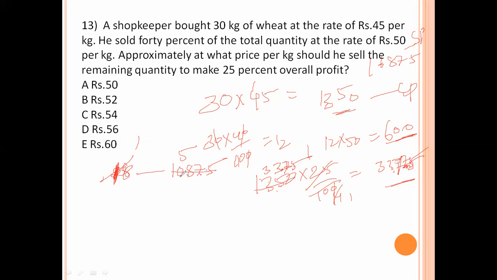18 times 6 is 108. So next we take the 7; 7 is not divisible by 18, so we take a decimal. It is 60 point something, approximately 60. Option D is the right answer.